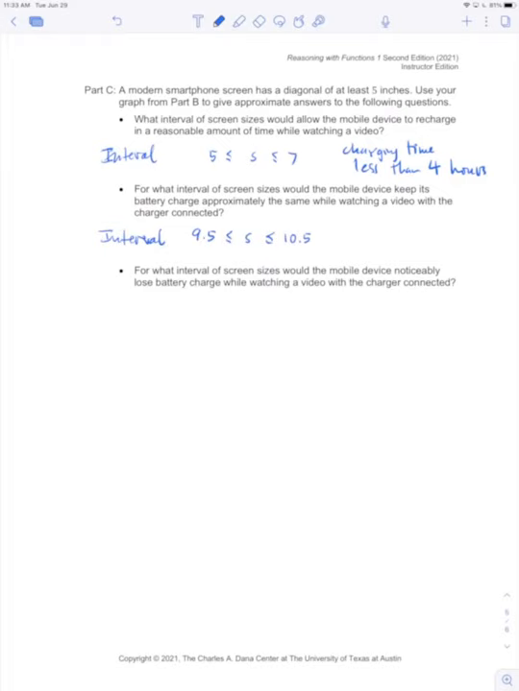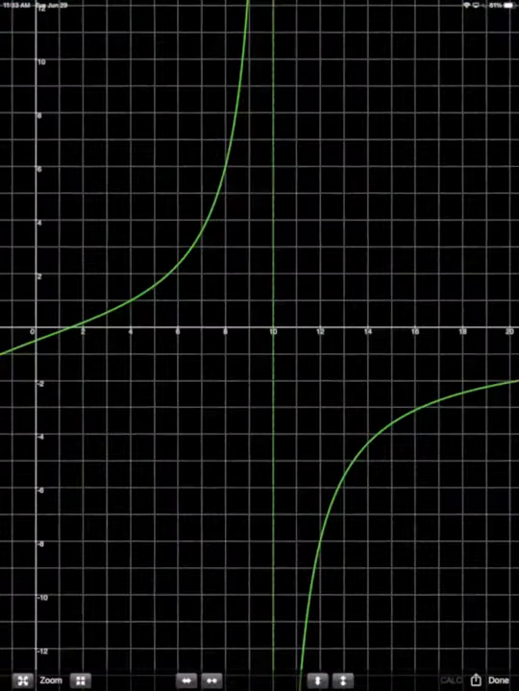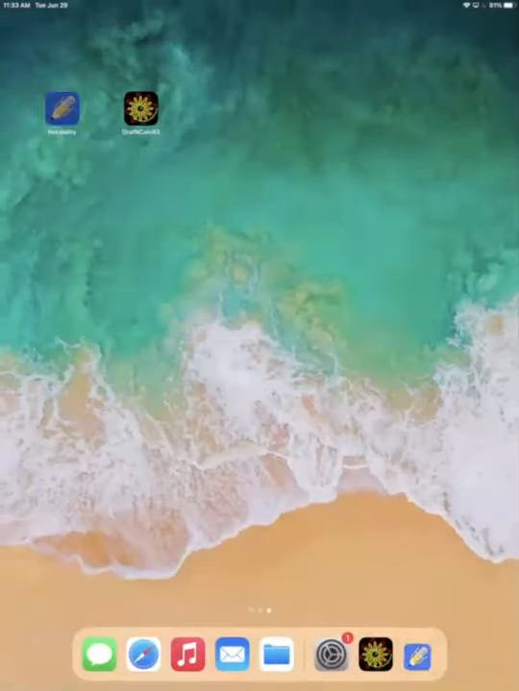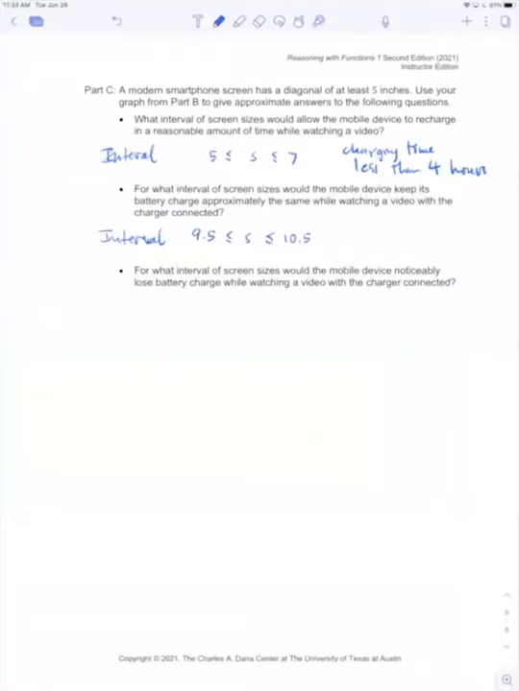And for the last part, it says for what interval of screen sizes would the mobile device noticeably lose battery charge while watching a video with the charger connected? Let me go back and look at the graph again. How about pick 13? So we'll say the interval when S is larger than 13. That's the end of this video.